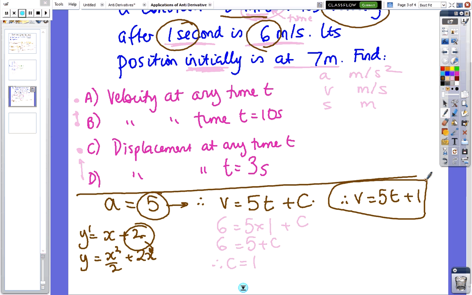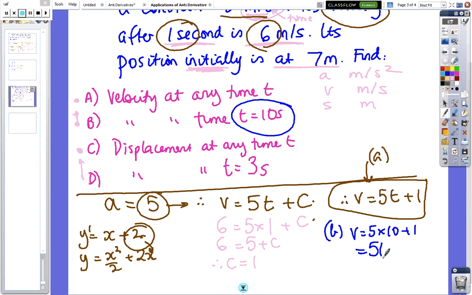We use the information to find the value of the constant, and once we've got that, that's the answer to A. The answer to B will be at 10 seconds. So velocity equals 5 times 10 plus 1. That's 51, and the unit is meters per second. So a few things: with a number, just add the letter, then plus the constant. Then you work out the constant from the information in the question, and then you use the formula.